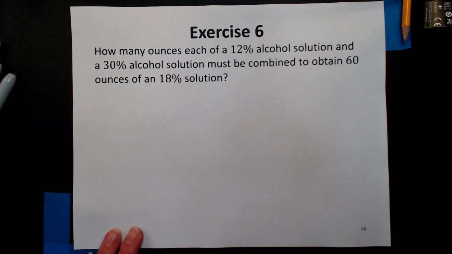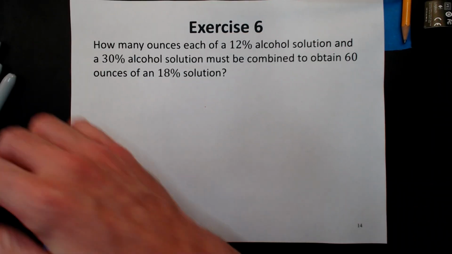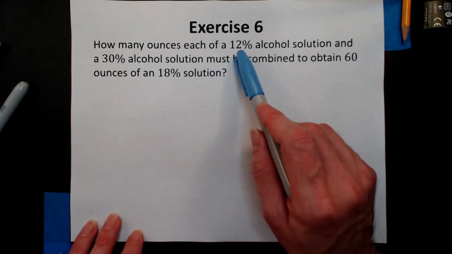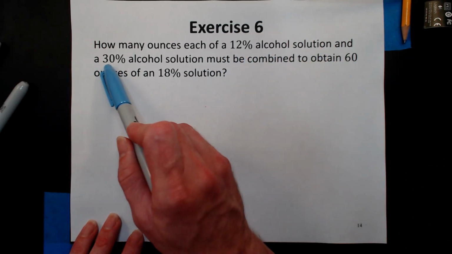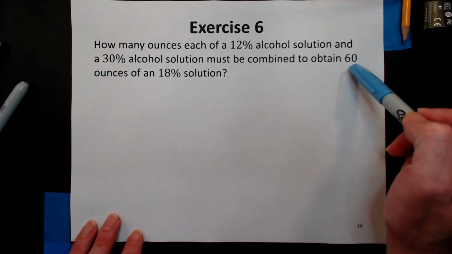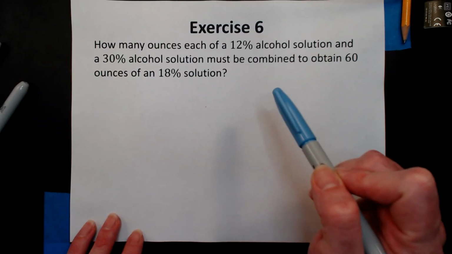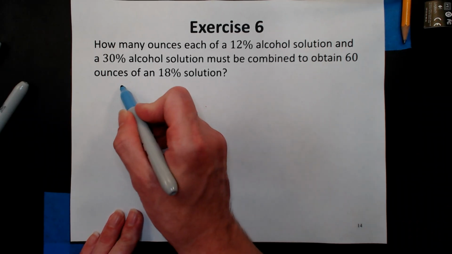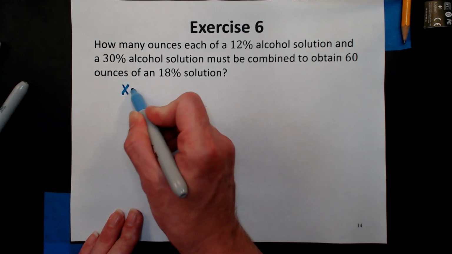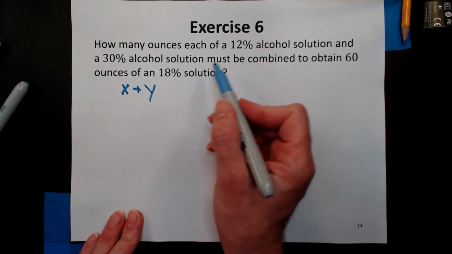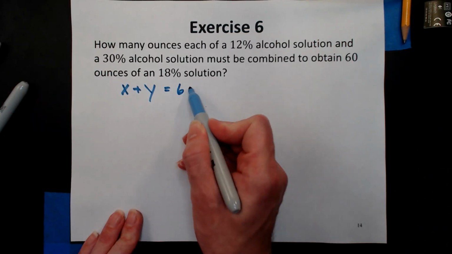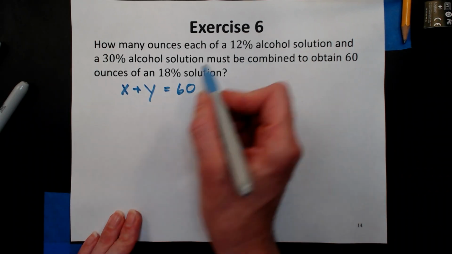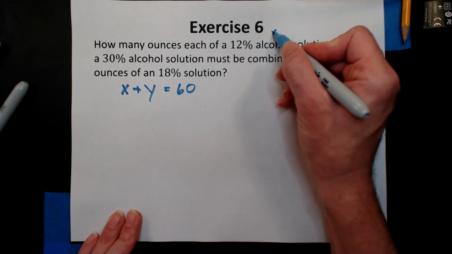Alright, so here we have an application problem. And so it says, in exercise 6, how many ounces of a 12% alcohol solution and a 30% alcohol solution must be combined to obtain 60 ounces of an 18% solution. So what it's asking here is that I'm going to have two unknown amounts, right? I'm going to have x plus y, two different solutions, going to have to give me 60 ounces back out right off the bat.